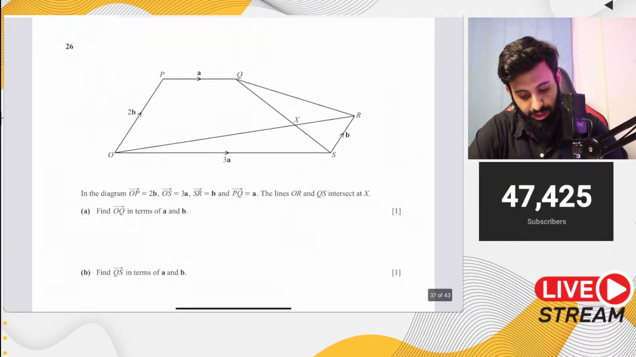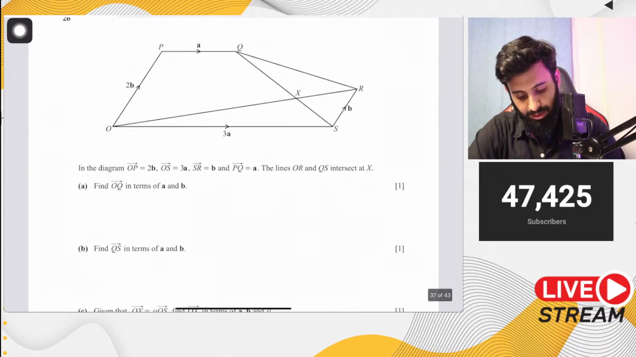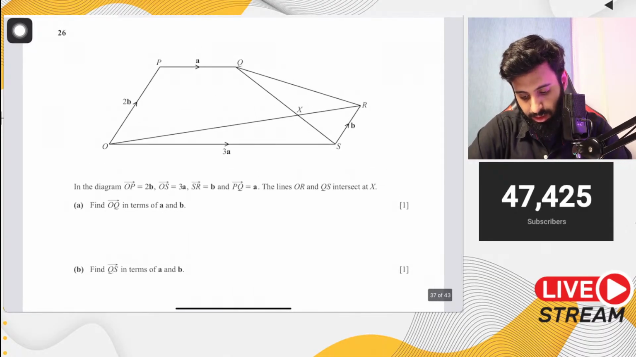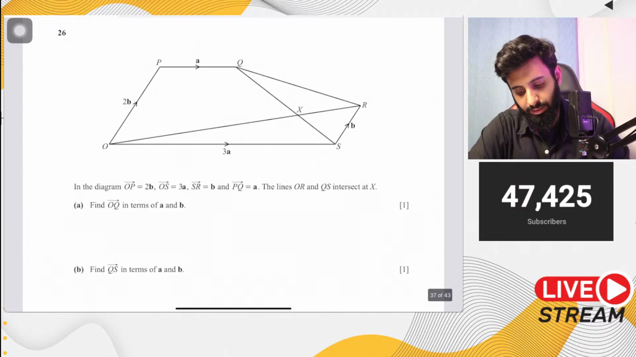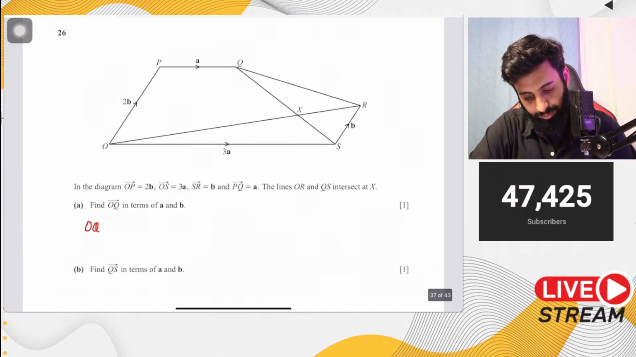So it says here in the diagram OP is equal to 2B, OS is equal to 3A, SR is equal to B, and PQ is equal to A. Okay, perfect. The lines OR and QS intersect at X. Find OQ in terms of A and B. Okay, so how can I find out OQ in terms of A and B? Here's what I can do. OQ is equal to 2B plus A. That's it. Why?